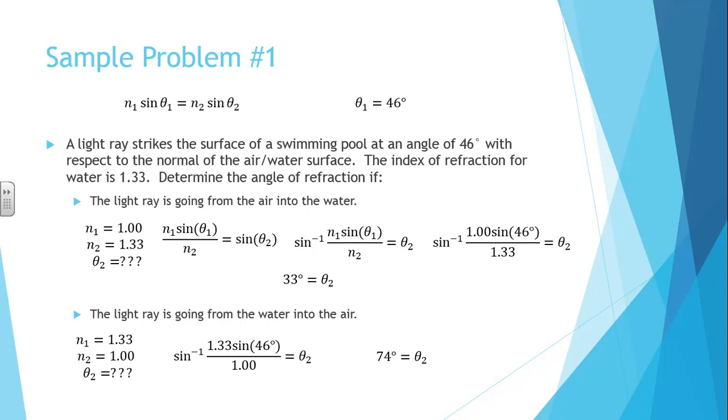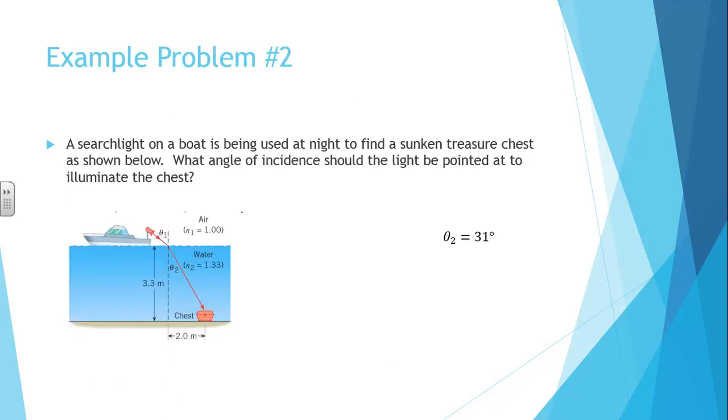So if you're going from lower index of refraction to higher index of refraction, the light ray is going to be bent toward the normal, away from being parallel to that surface. If you're going from higher index of refraction to lower index of refraction, it's going to get bent away from that normal. Another interesting thing is, let's say we have a searchlight here and it's being used at night to find the sunken treasure chest.